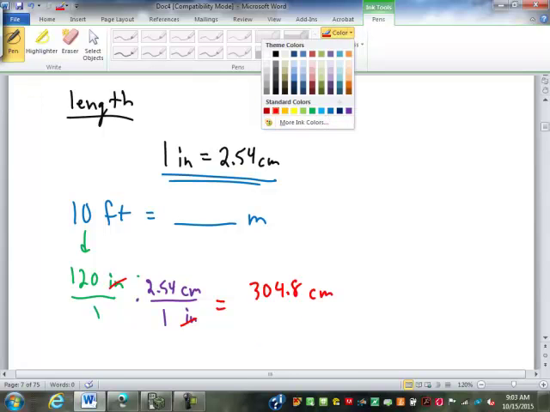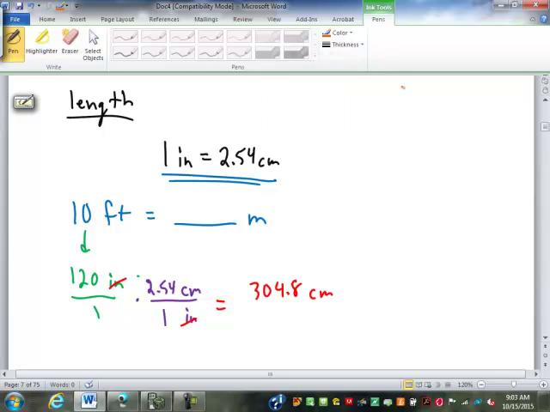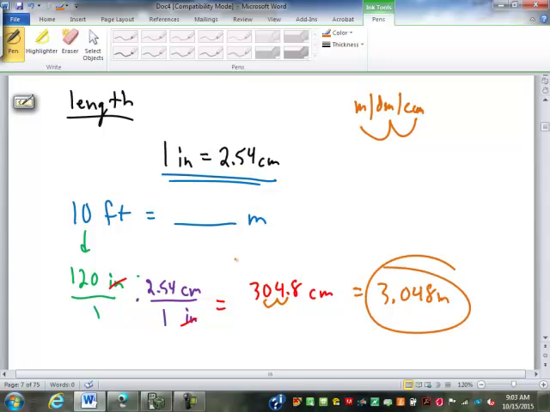And now to convert from centimeters to meters, looking at our chart, centimeters to meters is just 2 spots to the left. So I move my decimal point 2 spots to the left. That's 3.048 meters. So yeah, it's a few steps, but it's not that bad to make those conversions with just this single conversion factor.